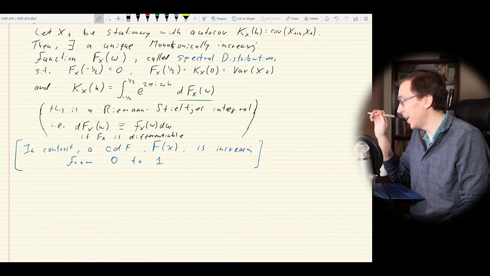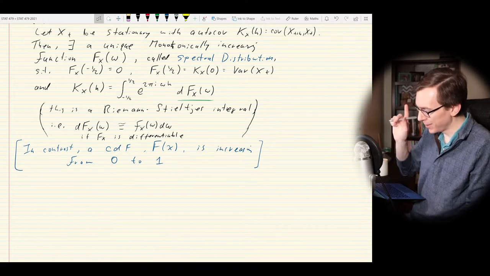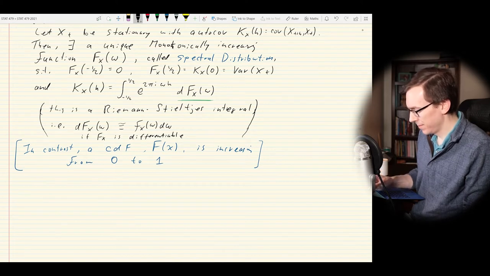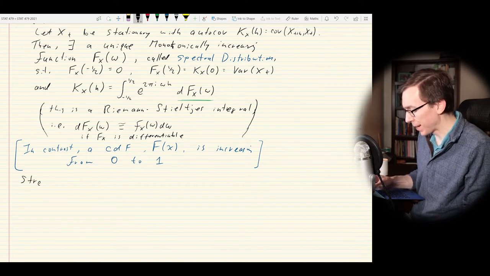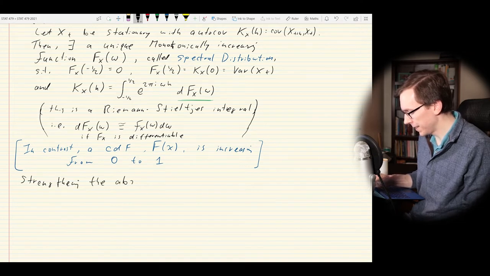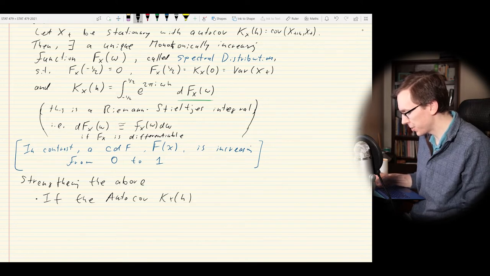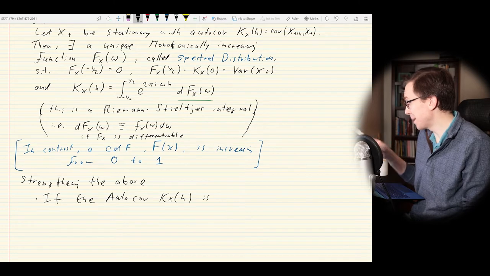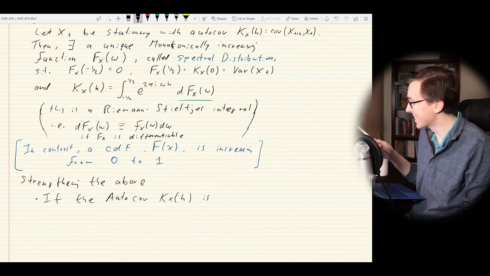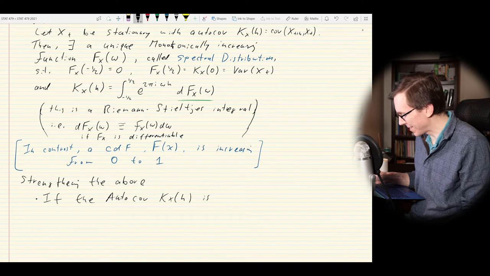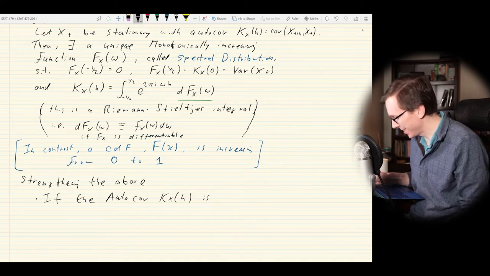Oh, that's right, yeah. If the autocovariance is absolutely summable. Oh, yeah, there's a couple. That's right. So we have to talk about strengthening this. Strengthening the above, which is basically if the autocovariance K_X(h) is absolutely summable. I got to make sure I get all my conditions right here because, right, if we're doing proper theorems, everything has to be just right terminology. So we need this to be absolutely summable.